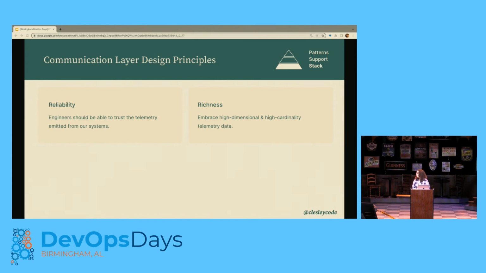So what do these design principles look like in practice? I'll review 4 best practices that you can use to build a robust communication layer.